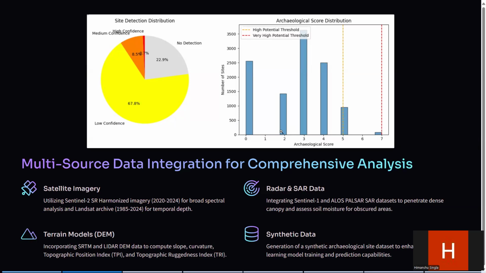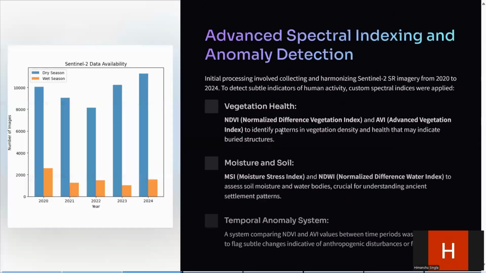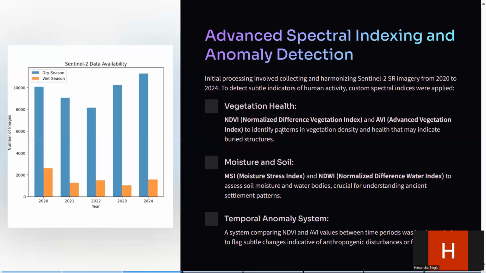So let's talk about the synthetic data. I have used synthetic data that is generated from the images that are provided in the datasets, for example, Sentinel-2 SR Harmonized and Sentinel-1. From these types of images, I have generated synthetic data. So I have used advanced spectral indexing and anomaly detection.